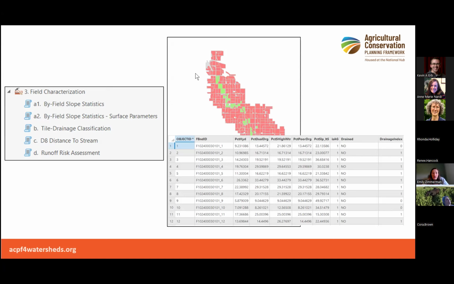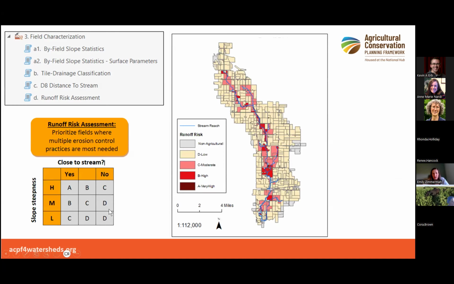Okay. All right. So the last step of field characterization is to understand runoff risk assessment. So basically what we're trying to do in step 3 is to say, where are areas where we might be concerned about nitrate leaching because of tile drainage, and where are there places where we might be concerned about phosphorus loss and runoff risk because of slope and proximity to stream. So one of the ways that we do that is by this runoff risk assessment. It's a really straightforward process. Essentially, there's a matrix. On one side of the matrix is the slope steepness of the field, and on the other side is its proximity to the stream.